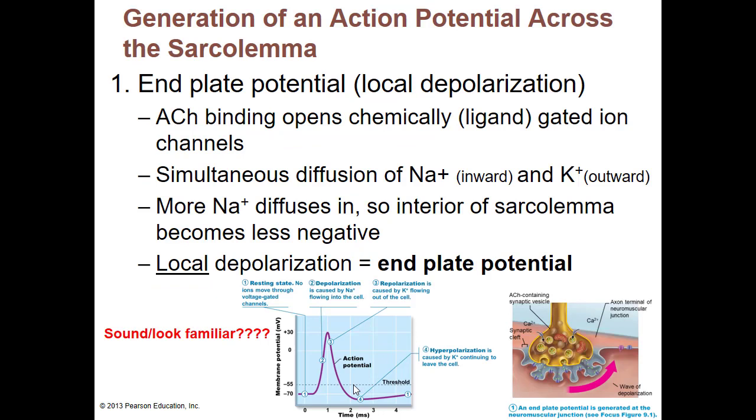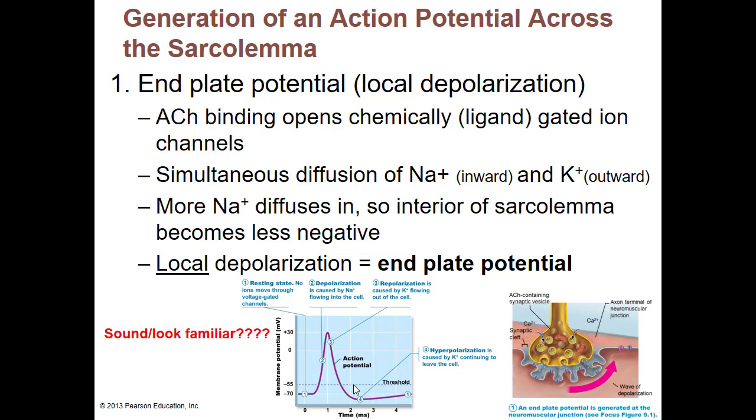So our end plate potential is just that small electrical change that we just made at the neuromuscular junction. The acetylcholine bound to those receptors and opened them up. Some of the sodium went in. More sodium went in than potassium went out, and so it became more positive or less negative, however you want to say it. You just created that slight change in electricity. That's what we call the end plate potential. And again, it's the end of one step, which really is the beginning of step 2.